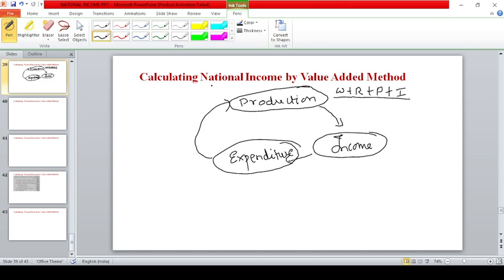Okay, so how to calculate national income? We have three methods over here. Okay, so the very first method is the value added method. When the entire economy is in the production process, here we are going to take the method of value added. Next, when the economy is functioning in income, here we are going to calculate the national income by the income method. And the last one, when the economy is functioning in expenditure, we can calculate national income by the expenditure method.